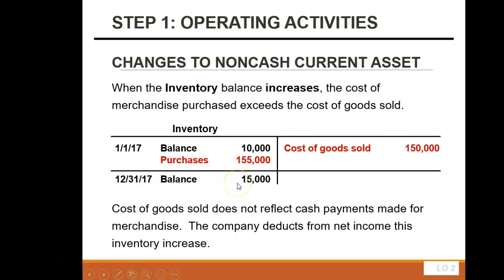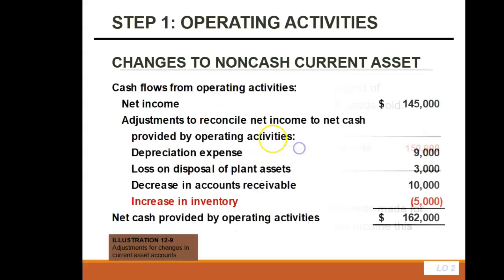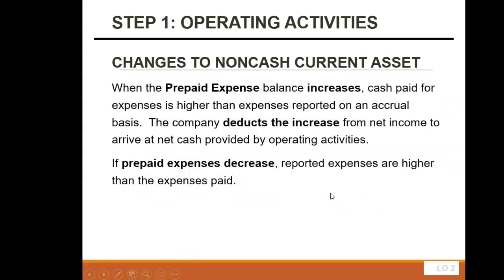Anytime you have an increase in a non-cash current asset, subtract that from your accrual-based net income to calculate your cash-based net income. Again, anytime you have an increase in a non-cash current asset, subtract that increase from your accrual-based net income to get your cash-based net income. So the $5,000 increase in inventory is being subtracted from the accrual-based net income to calculate our cash-based net income.